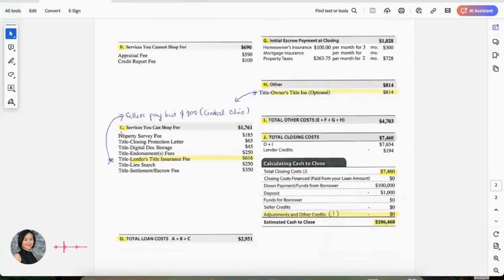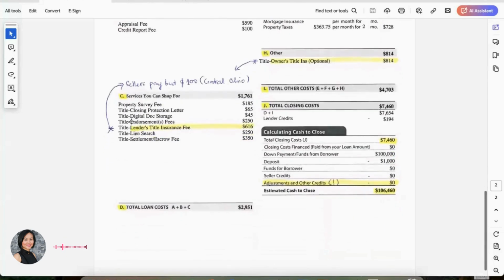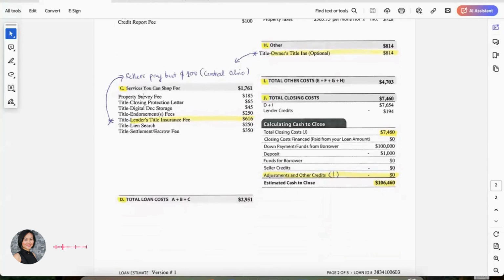Block C is all the fees. You can see the survey fee right here, and then the rest is title fee. That's the two yellow lines I am highlighting on block C and block H over here, which is something that you should know. In Central Ohio, the seller picks the title company. So all the fees that you see right here are the fees we collect from the title company picked by the seller and put on here for disclosure.